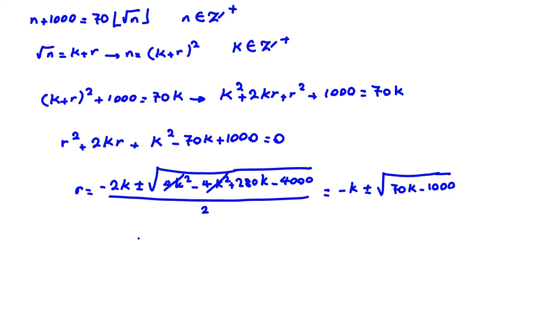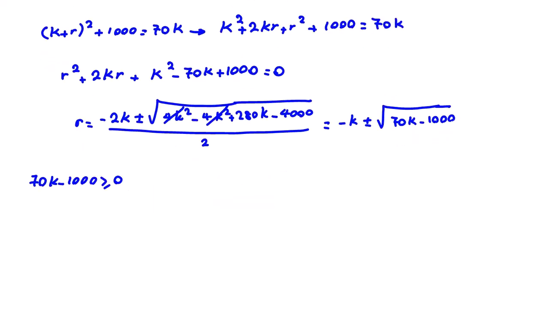And also we know inside the square root should be positive or greater than or equal to 0. 70k minus 1000 should be at least 0. And also this one from 0 to 1. So we should select plus here. If it is minus, it will be negative. So negative k plus the square root of 70k minus 1000 should be from 0 to 1. Okay? Now try to analyze this and see for which case it is possible. Try the rest on your own.